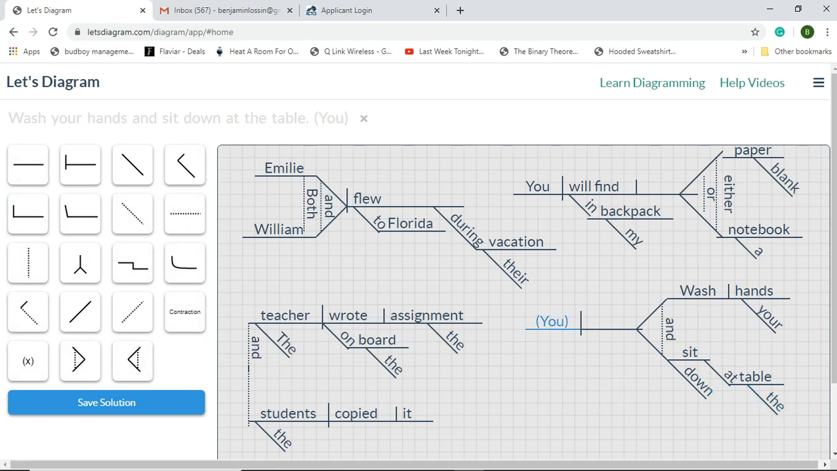There we go. So you is the subject. Wash and sit is our compound verbs and is the coordinating conjunction connecting them. Hands is a direct object, which wash is transferring to. You are washing your hands. Your is an adjective modifying hands. Sit, again, is one of our compound verbs. So it's a verb. Down is an adverb modifying sit. At the table is a prepositional phrase acting as an adverb modifying sit, our verb. At is the preposition. Table is the object of the preposition. The is an adjective modifying table.